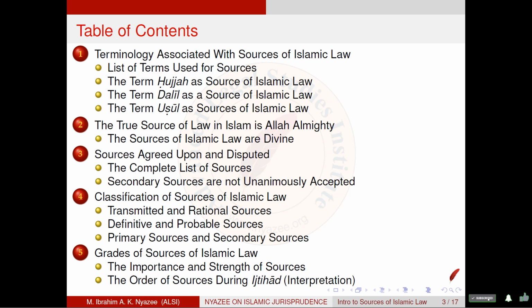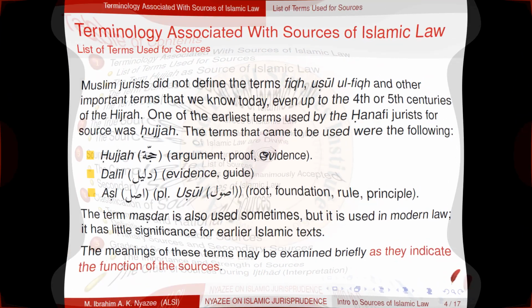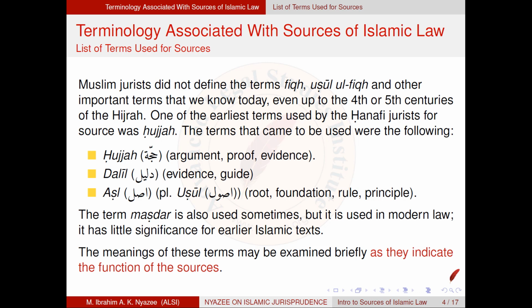The last point in this video is about the strength of the sources and the order of the sequence in which they are approached by the jurists during interpretation. We will now take a look at the terminology associated with the sources of Islamic law, and we will list down the terms used for these sources.